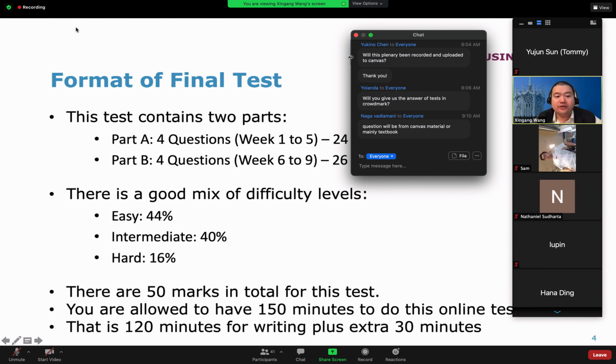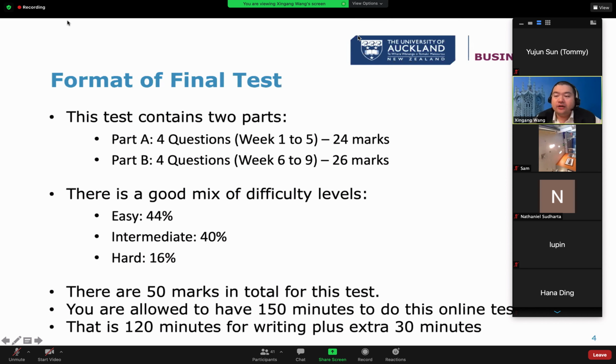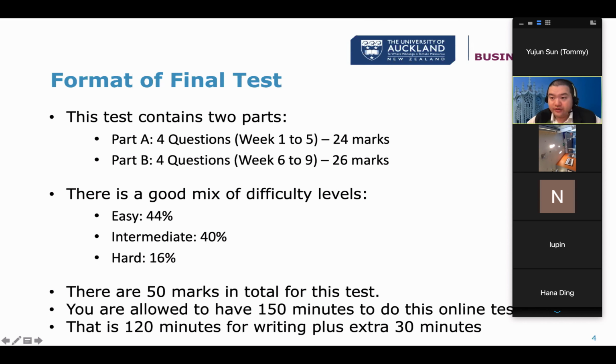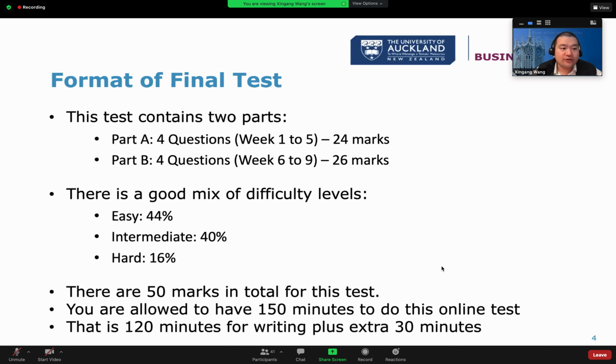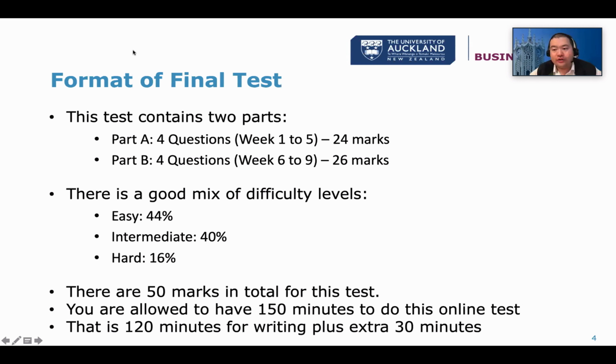how we design the questions. There are some questions that should be in the same format as the tutorial questions, so I will treat these as easy questions. The questions will be mainly drawn from your textbook and all of our teaching materials, but there are some questions that are developed based on your understanding.